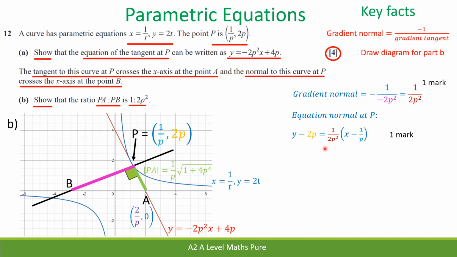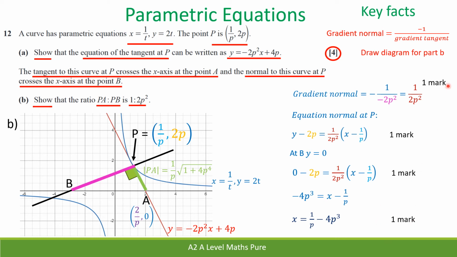From here, we want to work out the coordinate of B. So at the coordinate of B, my y value is going to be 0. So this term here is going to be 0. I'm going to multiply everything through by 2p squared. So at B, y is equal to 0. Multiplying everything through by 2p squared, I'm going to get minus 2p times by 2p squared. So 2 times 2 is 4, p times p squared is going to be p cubed. So I've got minus 4p cubed is equal to x minus 1 over p. Then adding 1 over p to both sides gives me x is equal to 1 over p minus 4p cubed. And this is another mark.